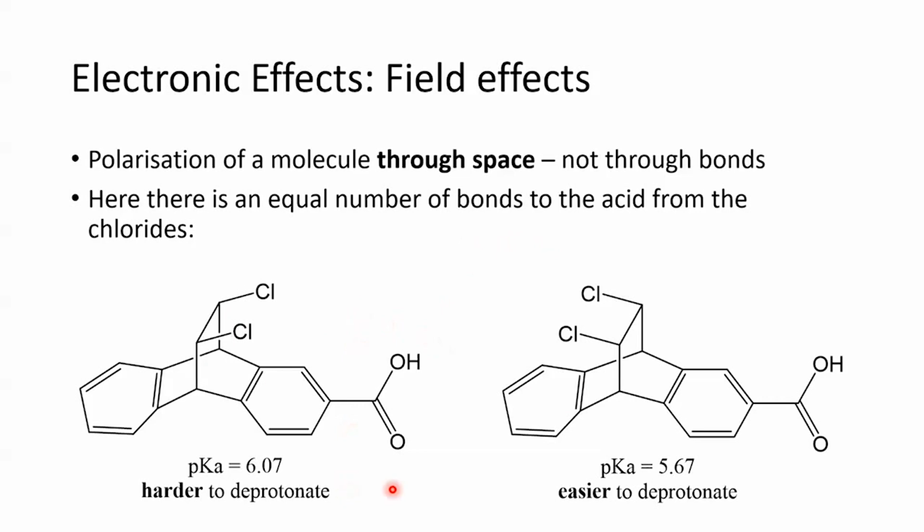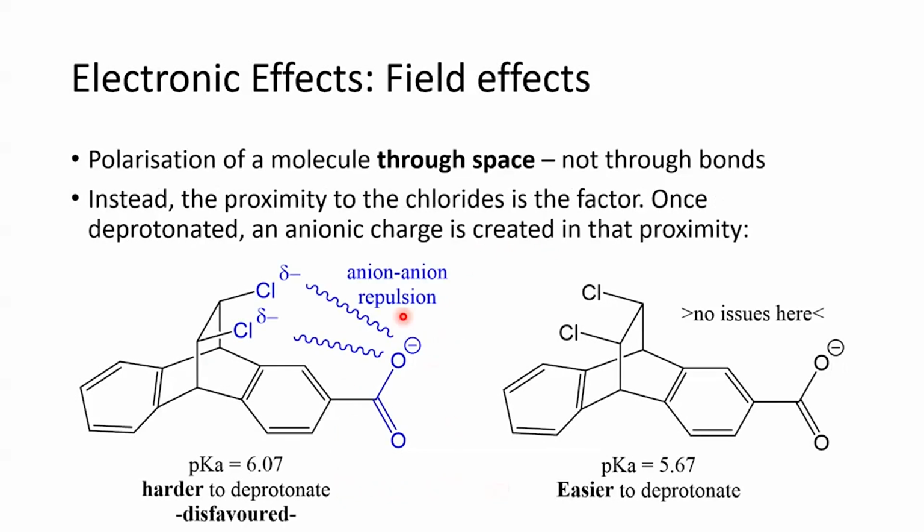If we think about deprotonation of this carboxylic acid, when that occurs, there's going to be a negative charge on this oxygen, and it's in closer proximity to these electronegative chlorine atoms. So that will create this sort of repulsive effect shown here. The same does not occur for the molecule on the right. So it's this repulsion or destabilization that makes the molecule on the left disfavored towards being deprotonated and acting like an acid.